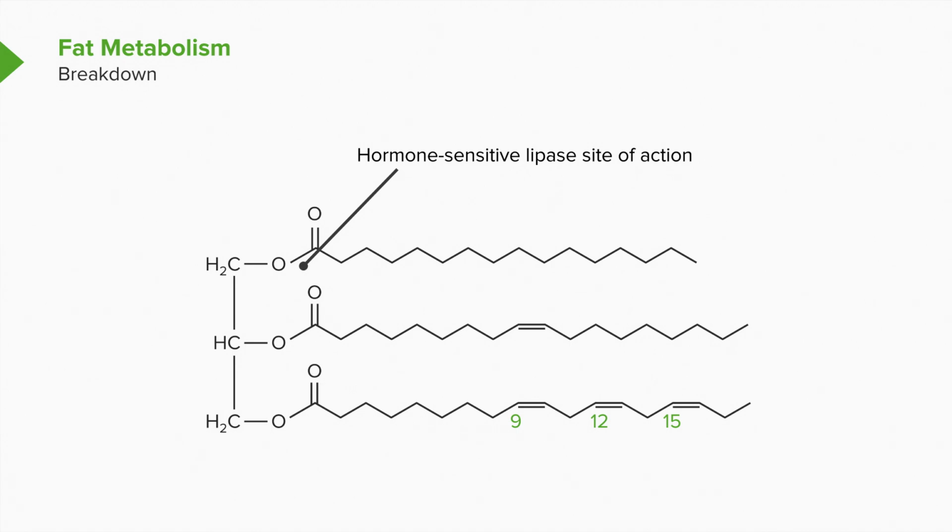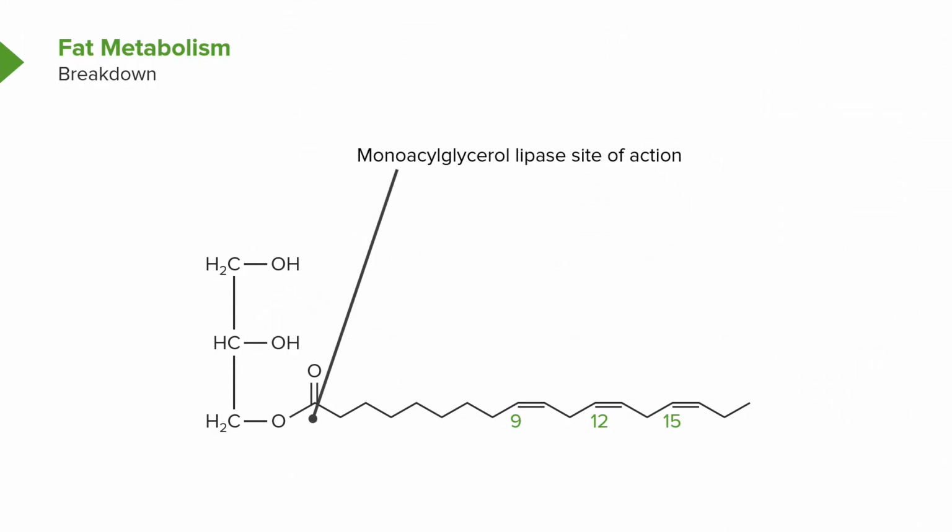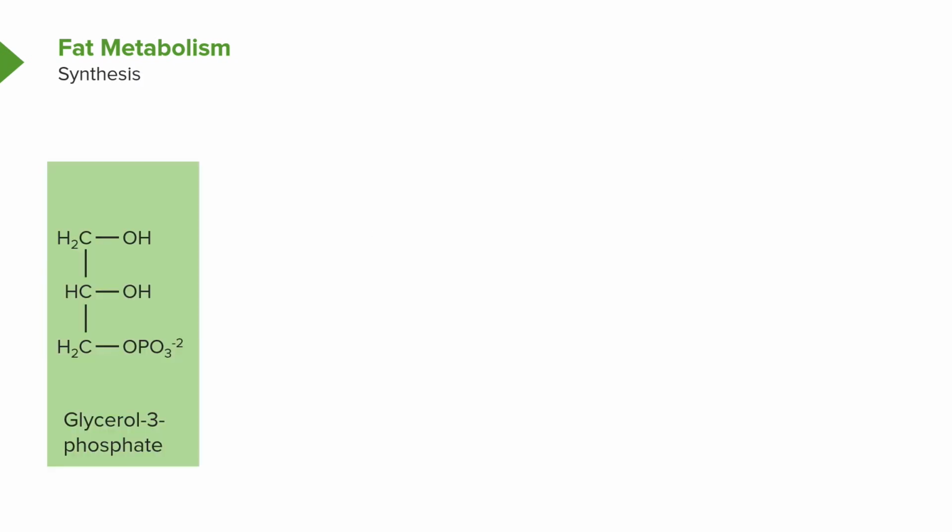Now, each of those individual fatty acids are targets of action of different lipases. The first one, shown at the top, is a target of an enzyme known as hormone-sensitive lipase, and it will cleave only the first fatty acid. The second fatty acid is cleaved by an enzyme called diacylglycerol lipase, and the third is cleaved off by an enzyme called monoacylglycerol lipase. The product of that is a glycerol molecule and 3 fatty acids.